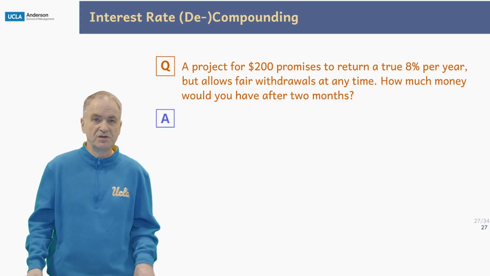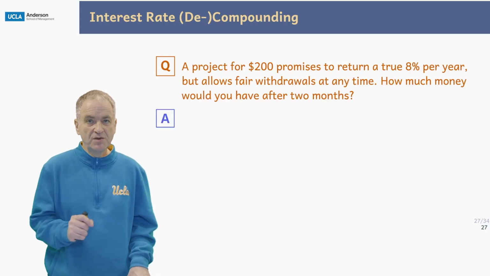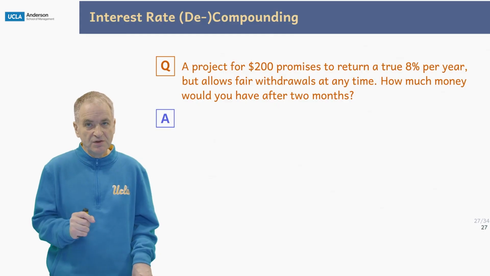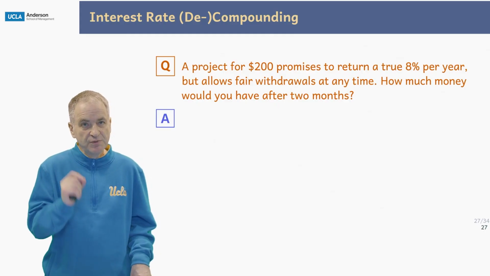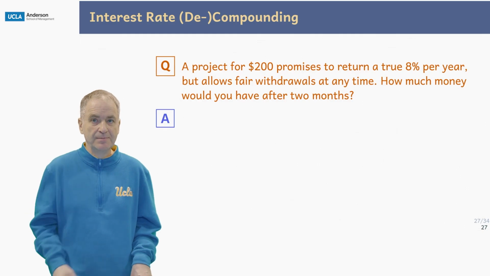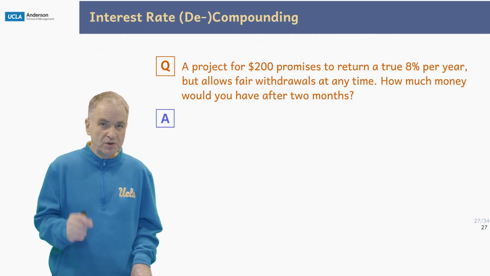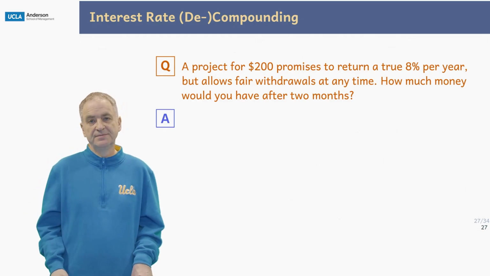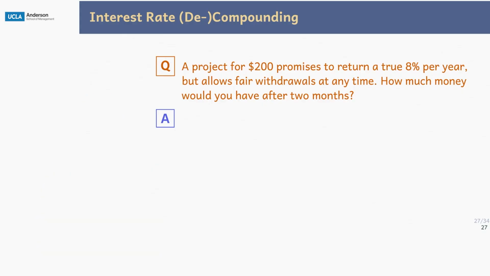So here's a question. A project for $200 promises to return a true 8% per year, but allows fair withdrawals at any time. How much money would you have after 2 months? Please pause this video now, answer the question on a piece of paper, and then continue.